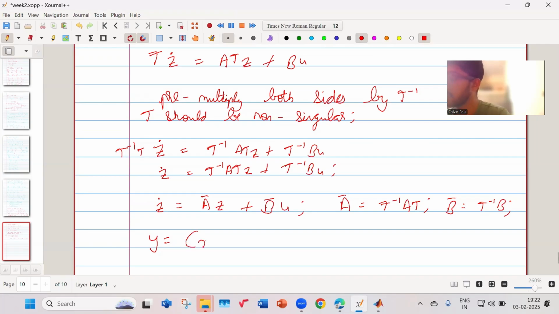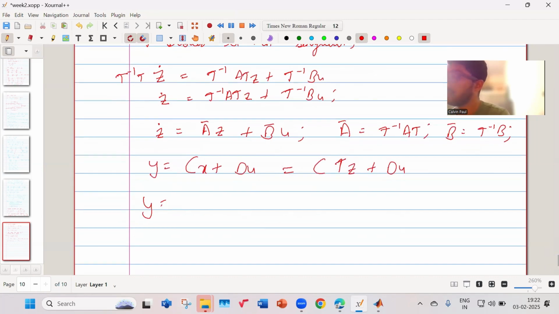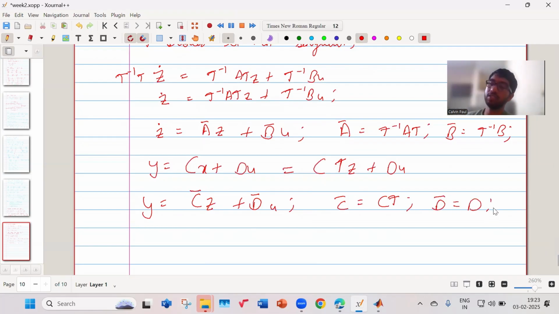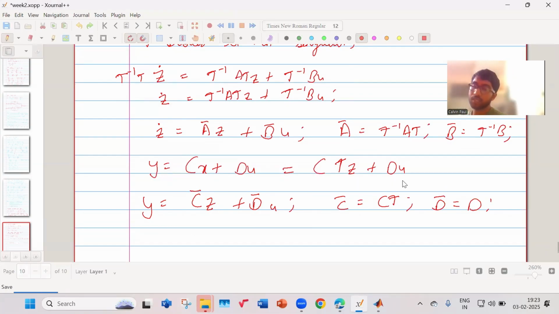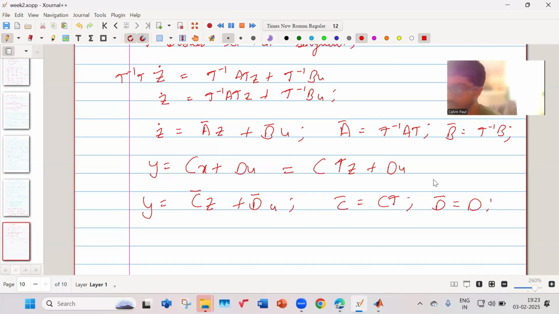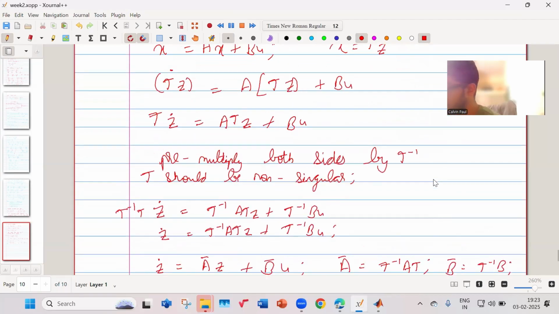And y is actually Cx plus Du, right? So we substitute x, so it is C into T into z plus D into u. So that means y is equal to C bar into z plus D bar into u. So now what is our C bar? C bar is C into T and D bar remains D. Okay, it does not change. All right, so this is how we can convert one state to another state using this method.